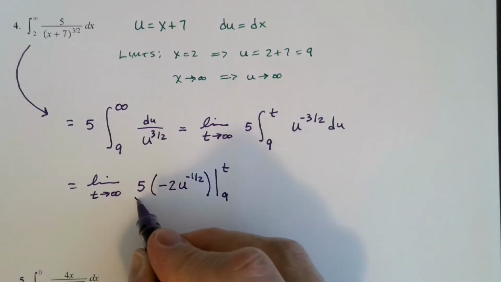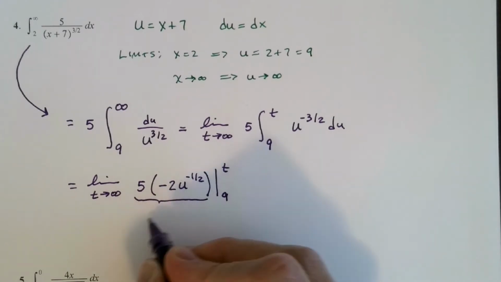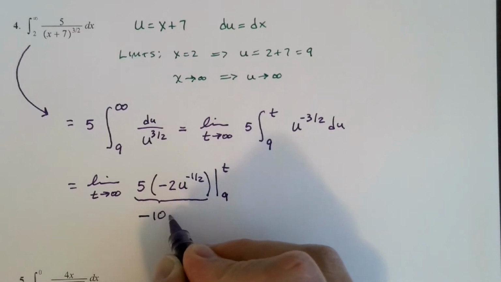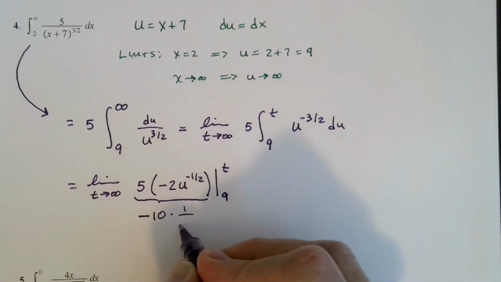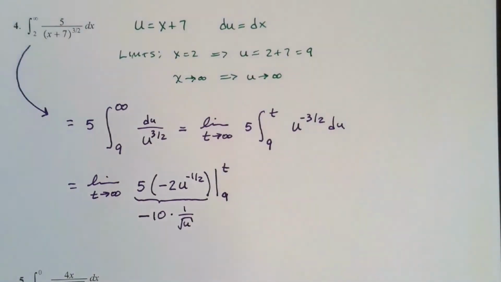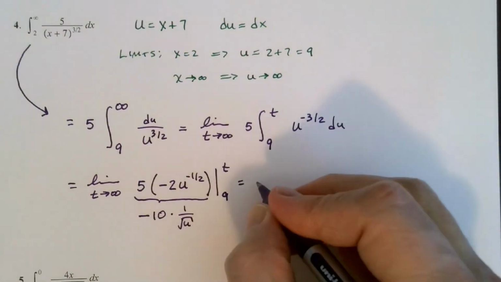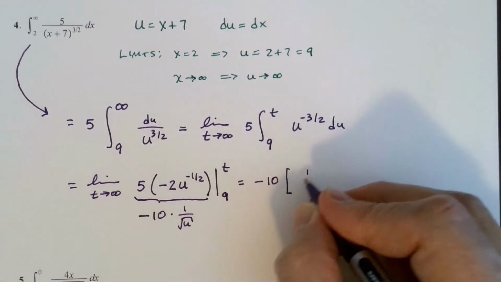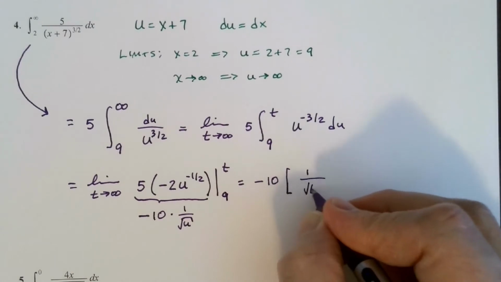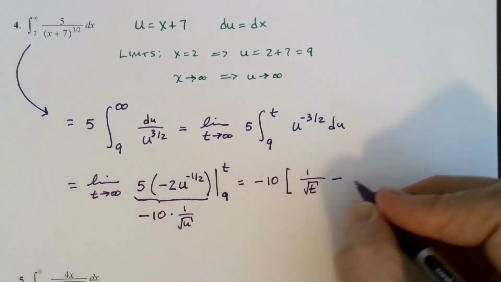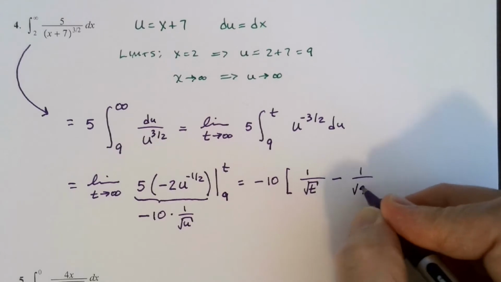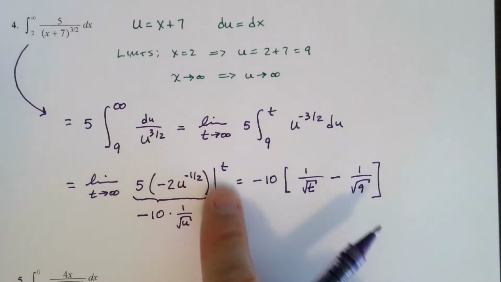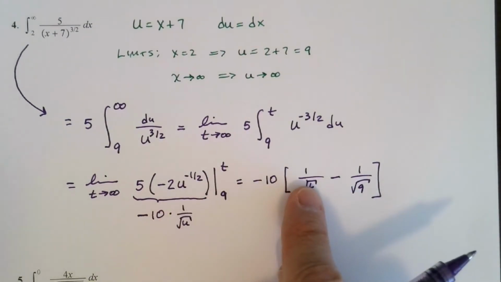Now this, obviously, I can rewrite, well, 5 times negative 2 is negative 10. And u to the negative 1/2 is what? 1 over the square root of u. 1 divided by u to the positive 1/2. And so if I factor out that negative 10, then what do I have? I have 1 over square root of t minus 1 over square root of 9. U is 9. Notice I don't go back to the x's, right? Don't go back to the x's. I stay here. These are u limits, right? So I don't ever go back to the x world.